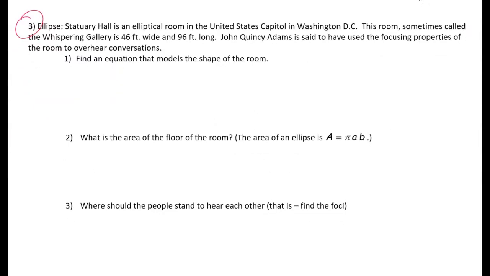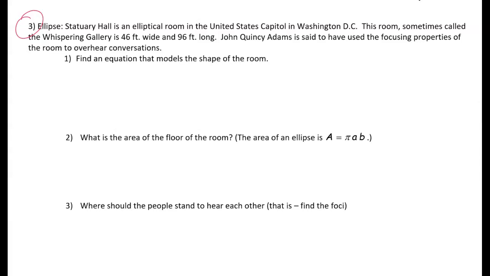Now this is a very famous ellipse problem. They love asking this question. It says, Statuary Hall is an elliptical room in the United States Capitol in Washington, D.C. This is a true fact. This room, sometimes called the Whispering Gallery, is 46 feet wide and 96 feet long. John Quincy Adams is said to have used the focusing properties of the room to overhear conversations.